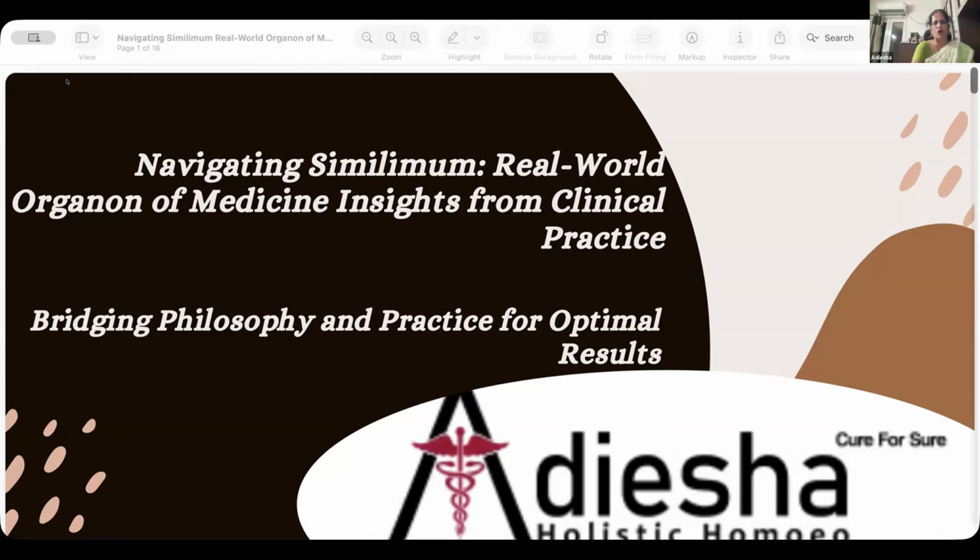The main aim of this topic is bridging philosophy and practice for optimal results. That is, we should not do trial and error, whatever the case, irrespective of acute or chronic. The selection of the similimum is the first compass to find the root cause of the disease, along with the consideration of the totality of symptoms framing. Half of the case can be resolved by proper evaluation of symptoms rather than selection of similimum.